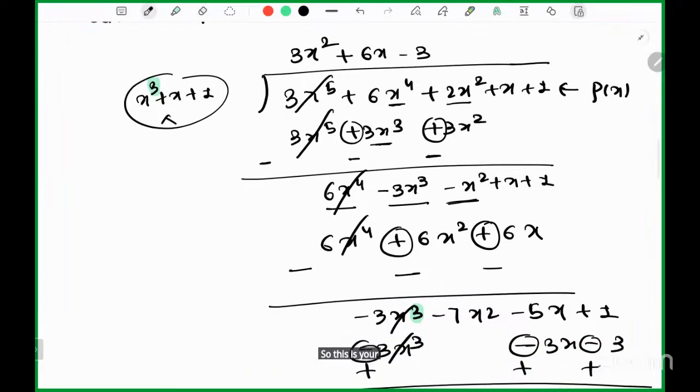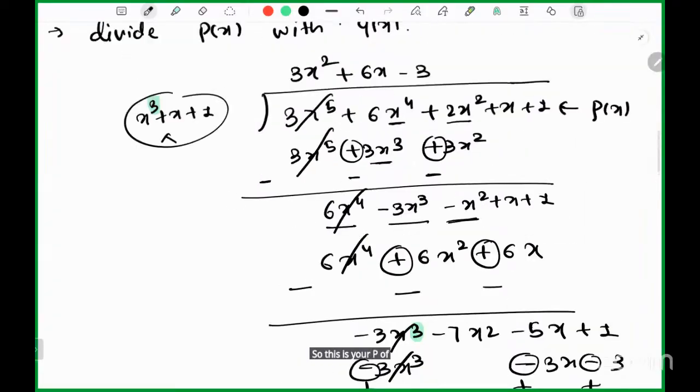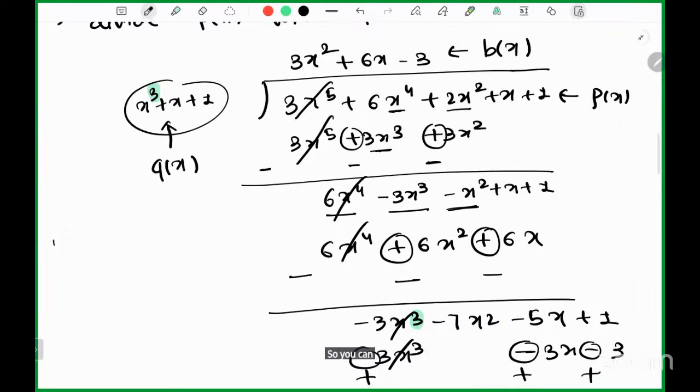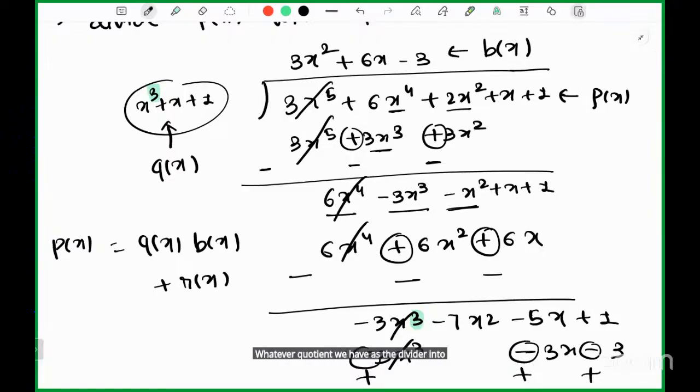So ultimately you can write p of x in this way. This is your p of x, this is your r of x, this is your q of x, and this is another function b of x. So you can write p of x as q of x multiplied by b of x plus r of x. As in real numbers, we can write the dividend as the quotient times the divisor plus the remainder, right? So same thing here.